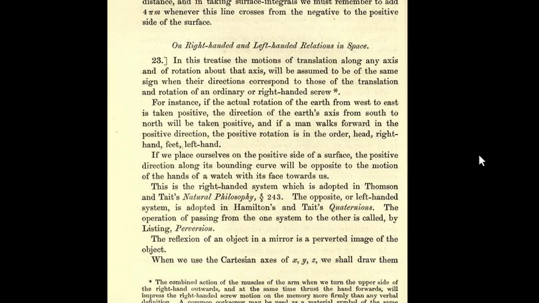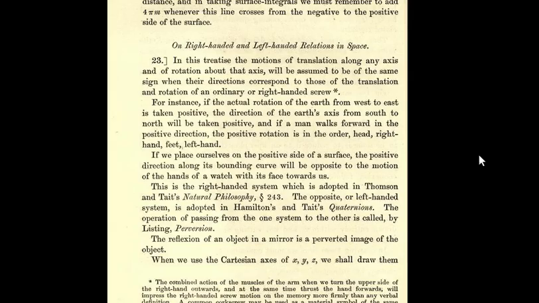In this treatise, the motions of translation along any axis and of rotation about that axis will be assumed to be of the same sign when their directions correspond to those of the translation and rotation of an ordinary or right-handed screw. For instance, if the actual rotation of the Earth from west to east is taken positive, the direction of the Earth's axis from south to north will be taken positive. And if a man walks forward in the positive direction, the positive rotation is in the order hand right, foot left. If we place ourselves on the positive side of a surface, the positive direction along its bounding curve will be opposite to the motion of the hands of a watch with its face towards us.